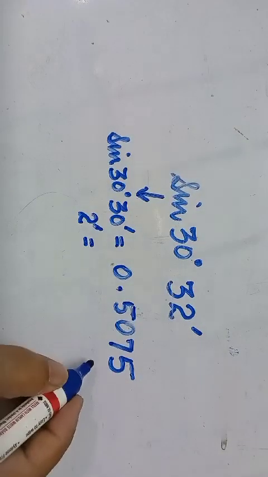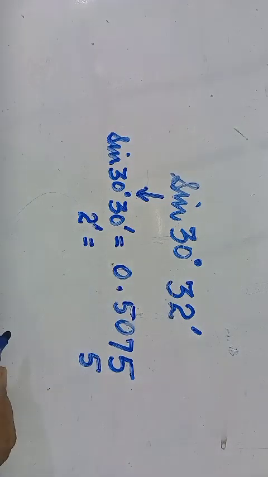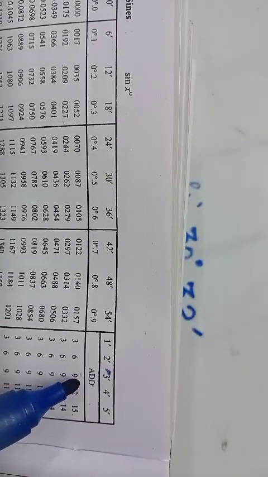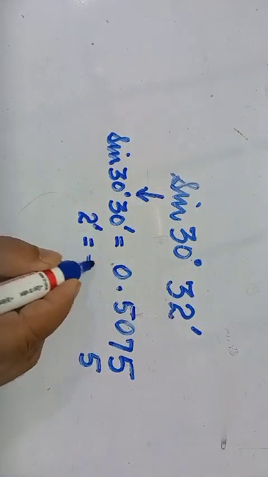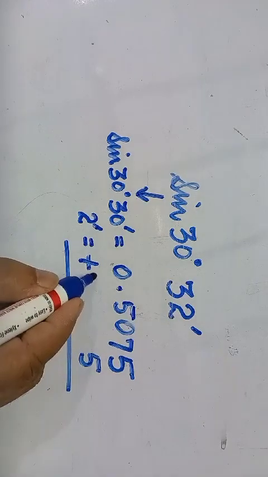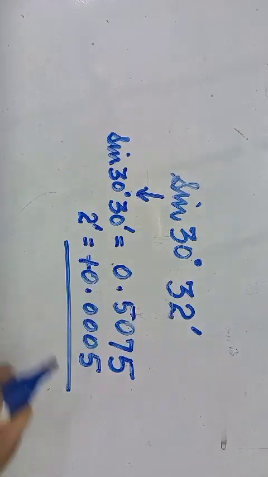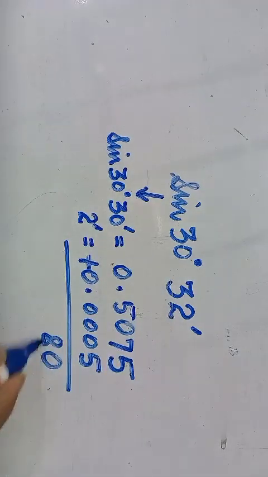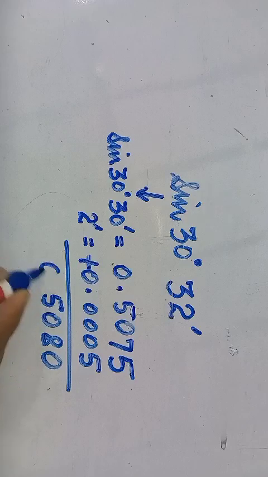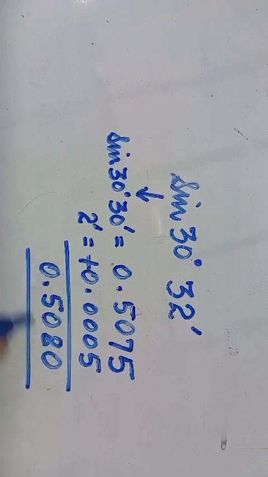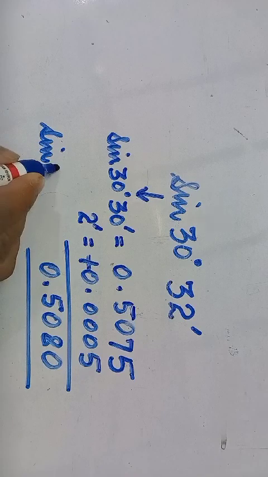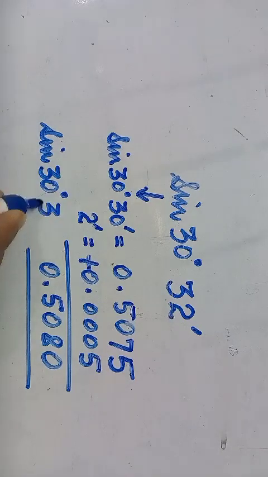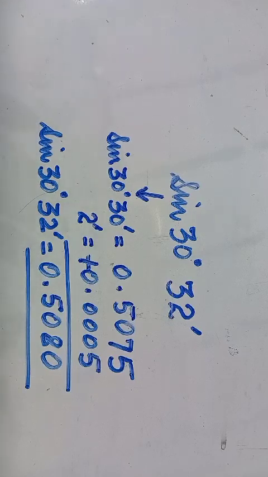So where will you put that 5? You will put that 5 here, and you will add them. Essentially it is to be added like this, so that you don't get confused. 5 and 5, obviously that is 10, 1 carry, so that becomes 0.5080, and then this decimal. So this is the value of your sine 30 degree 32 minutes. This is essentially how you will be using your trigonometric tables at the back.